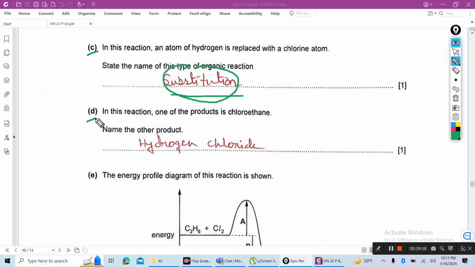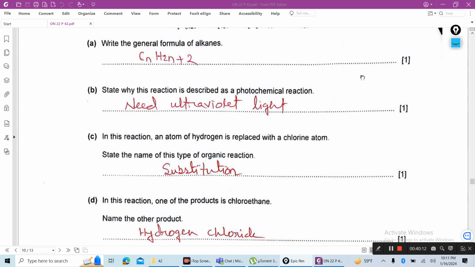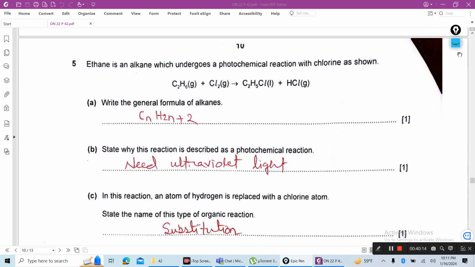D, in this reaction, one of the products is chloroethane. Name the other product. The other product is hydrogen chloride. One is chloroethane, the other product is hydrogen chloride.